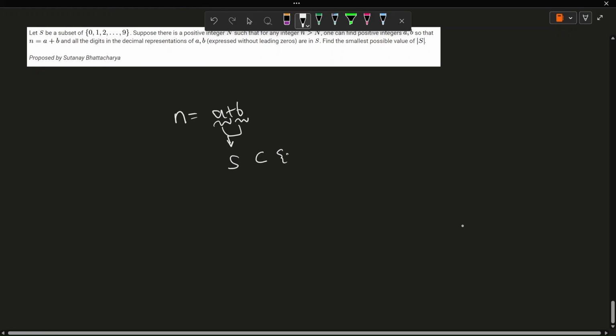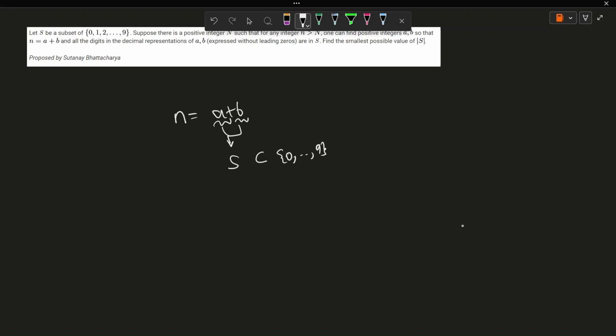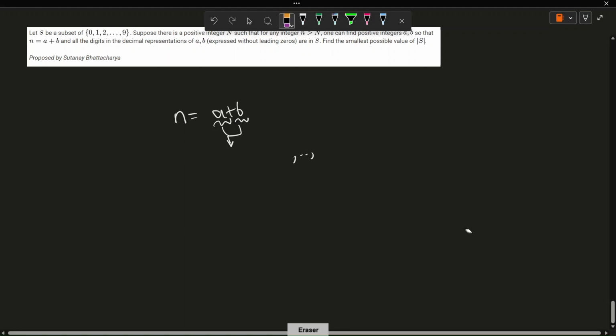The subset of 0 to 9, and we want to find what is the smallest such possible subset S. So first of all, we try to deduce some things.